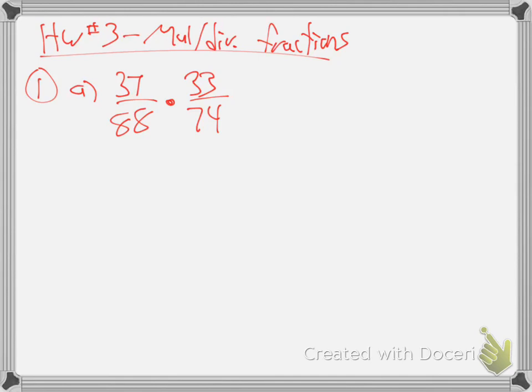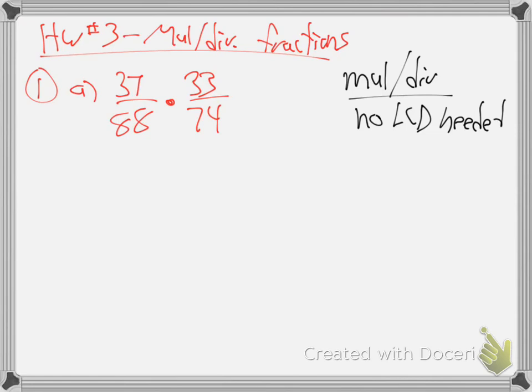So what do we do? For example, do we need to get common denominator? No, not required. You know those rules, right? For multiplying, dividing, no LCD needed. You don't have to get common denominator. All right, well, what do you do then?